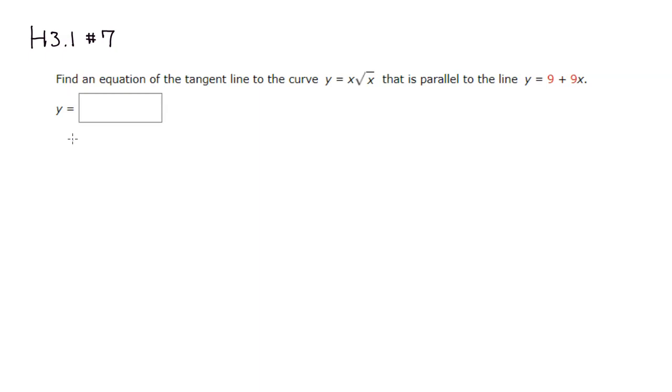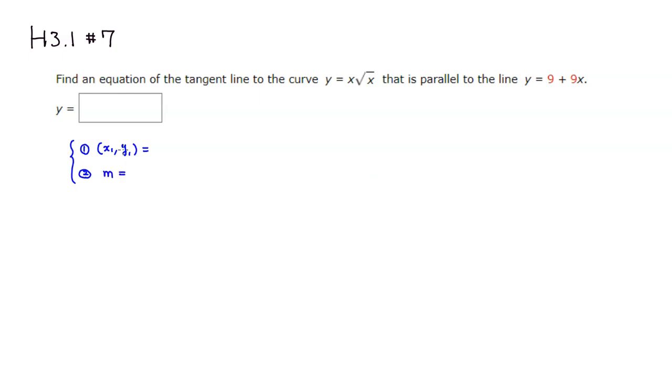Remember that we always need two pieces of information. First is a point, so I'm going to call it x1, y1. So x1 comma y1. And the second piece of information is going to be a slope. So I'm going to call it m.